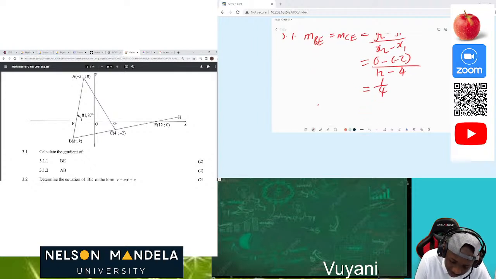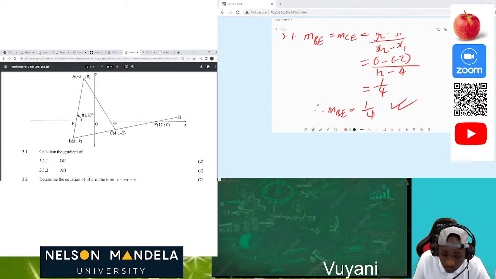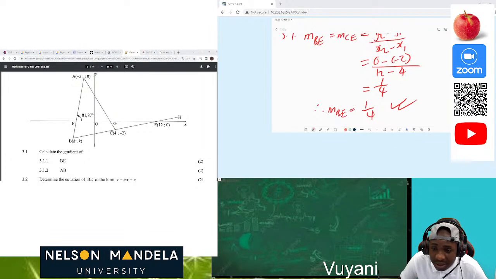So then therefore the gradient of line BE is equal to 1 over 4. Then you get your full 2 marks. Just like that, you get your 2 marks. So what was important in this question is to understand that we have what we call collinear points, and the gradient of line BE is equal to the gradient of line CE. So since we are not given the coordinates of B, still we were going to be able to calculate the gradient of line BE using the coordinates of C and the coordinates of E.